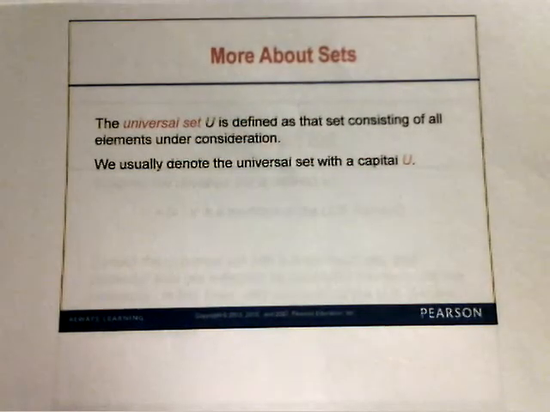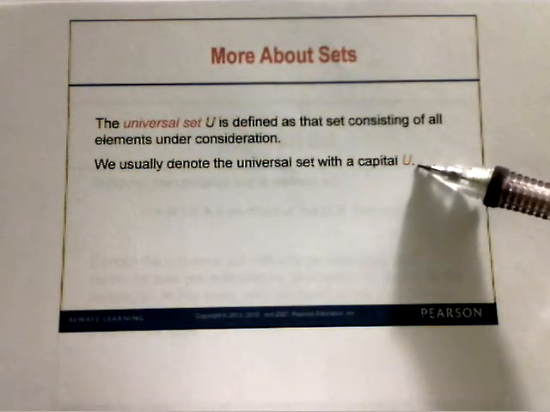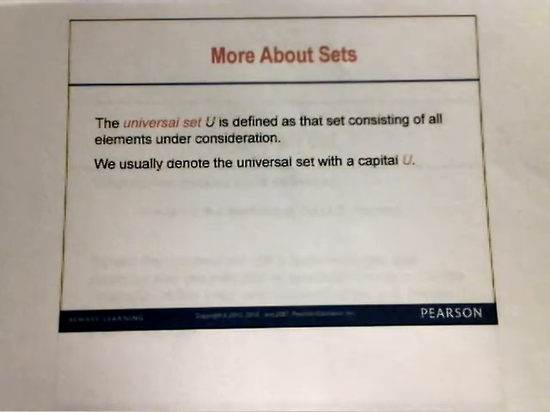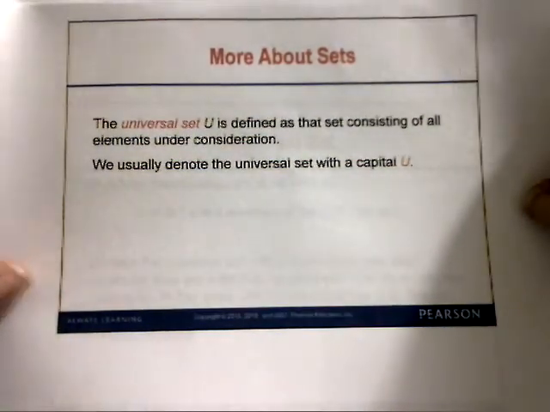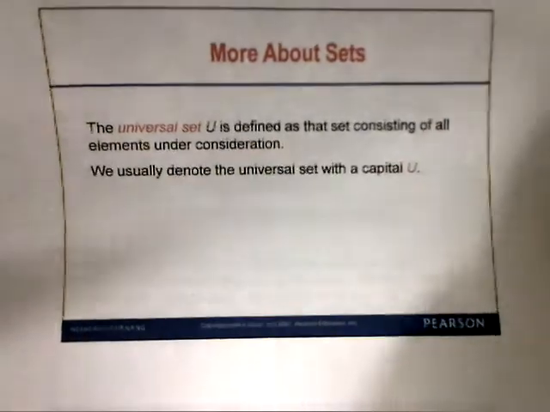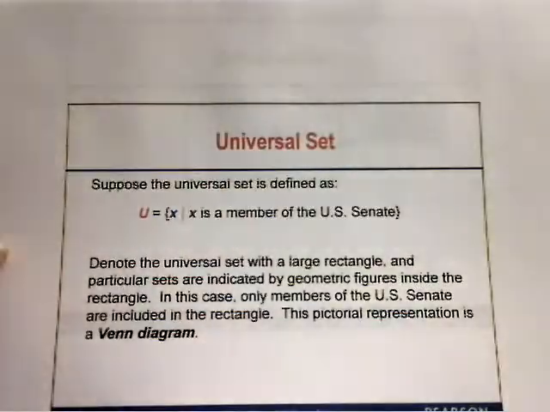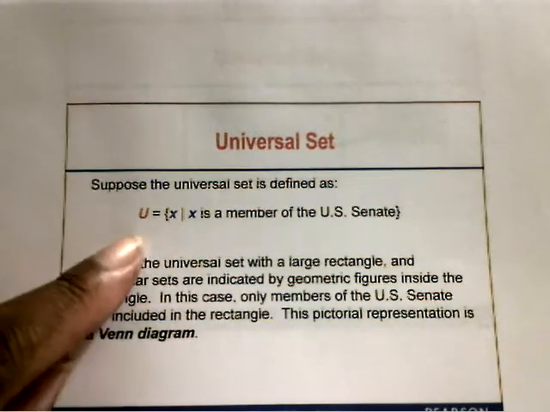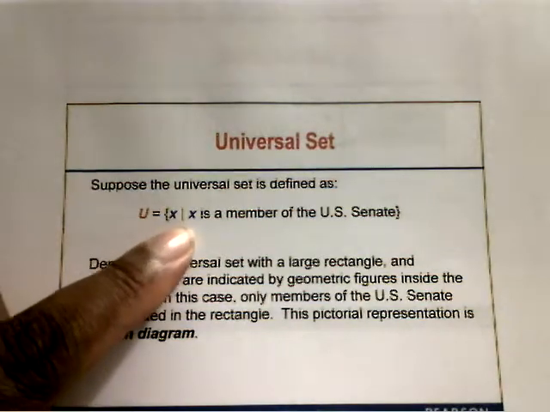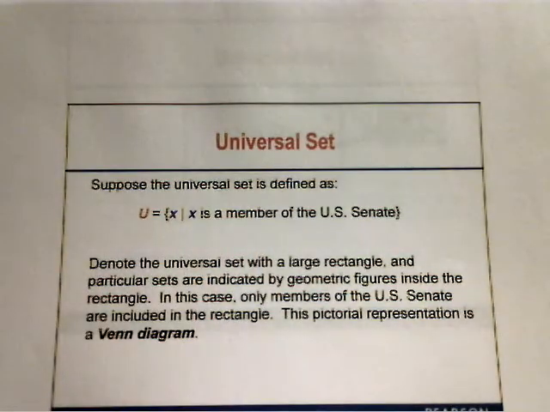The universal set is defined as the set consisting of all the elements under consideration. And we use the capital letter U to denote the universal set. So the capital letter U is used to denote the universal set. And suppose that the universal set is defined as this: U will be the set of all x such that x is a member of the United States Senate.